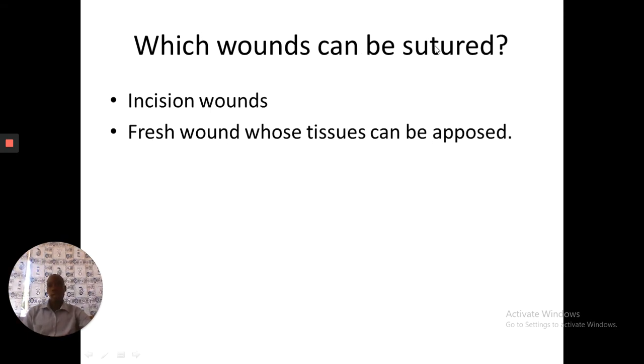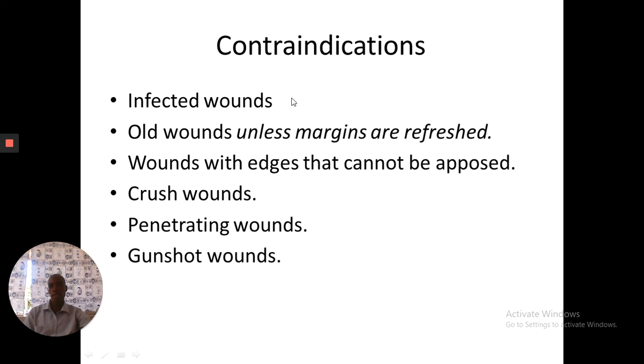So which wounds can be sutured? Of course, incisional wounds and fresh wounds whose tissues can be apposed. Of course, you do not struggle to pull tissues that are far apart, because you cannot achieve good tissue apposition. Whatever you can oppose, that is what you suture. Of course, there are contraindications.